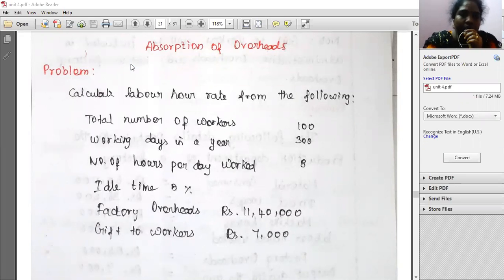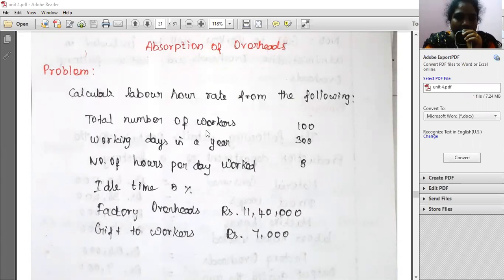Today we discuss the topic of cost accounting, in particular the apportionment of overheads. Let's calculate this with an example problem. Calculate the labor hour rate from the following information. What information is given in it? What we have to find out is the labor hour rate.